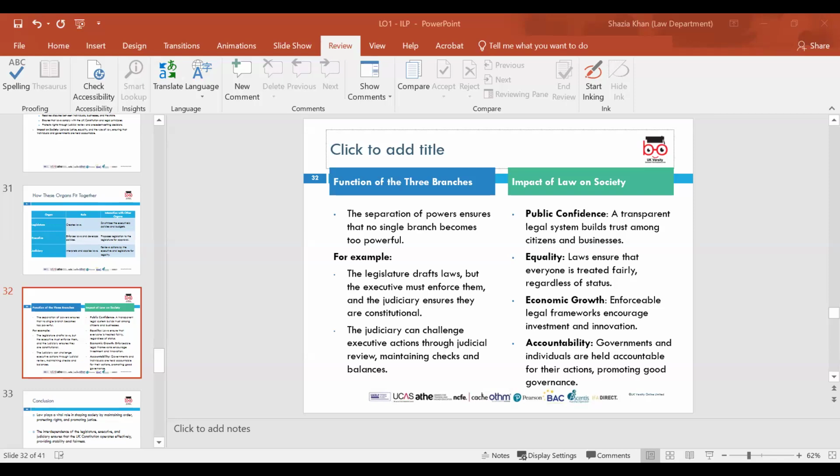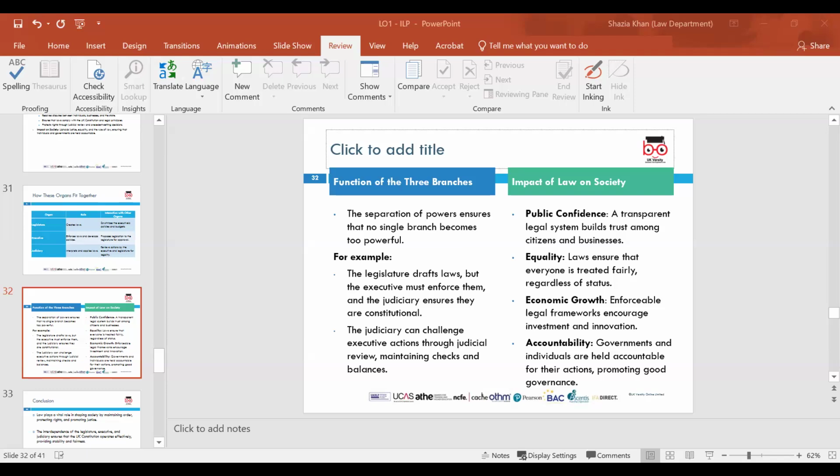For example, the legislature drafts the law, but the executive must enforce it, and then the judiciary ensures that they apply it, and the judiciary can challenge executive actions through judicial review, maintaining checks and balances. The impact on public society, if we have this transparent system in place, everyone's going to be happy, aren't they? Everyone is treated equally and the law's fair, regardless of any sort of status. If it's the Queen and it's me, Salmon, then you shouldn't be treating me differently to the Queen based on status.